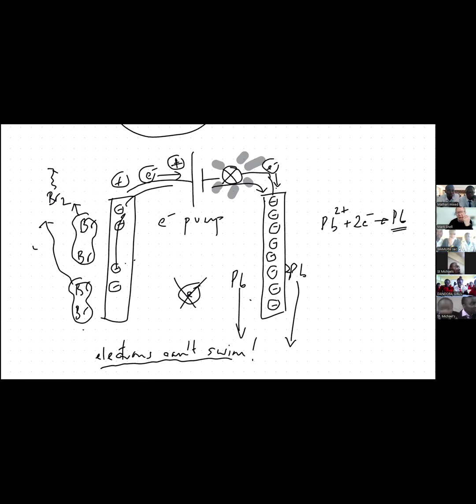So the cathode is pumped full of electrons. The lead ions come up to it and take the electrons away. And over here at the other side, the bromide ions do a similar thing, only they are producing the electrons. So Br minus turns into Br2 and electrons. And those electrons go into here and up and round. Okay, so the whole thing works.